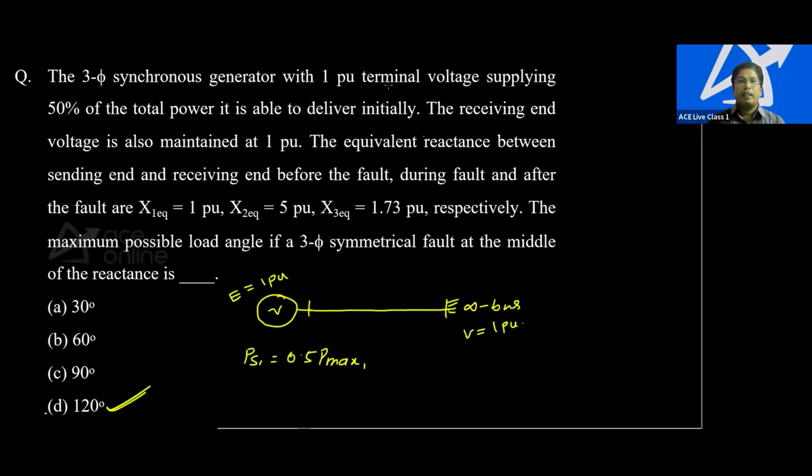So try to understand the statement here. It is given that initially it is delivering 50% of the total power. Total power means the maximum power. So initially it is delivering PS1, which is nothing but PE1. Initially we have to take electrical power exactly equivalent to mechanical input. You should not take PE1 as 0.5 times of PS1. That's wrong. Initially, PE1 and PS1 are both the same before the disturbance. After the disturbance, the electrical power will change. Right.